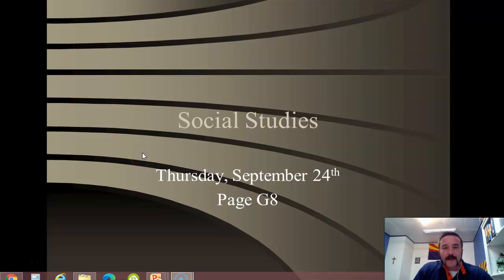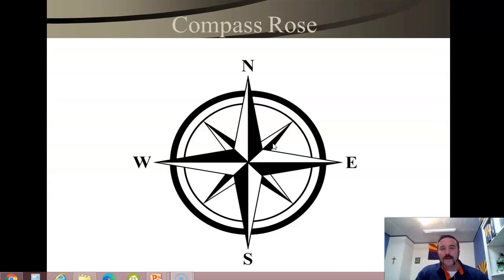Right here, guys, on Thursday, page G8, at the beginning of your book, we're going to learn about a couple things. The first thing is something that's called a compass rose. Now, simply put, if you have a handheld compass that tells you what direction it's going, it always points to the magnetic north, right, or points north.